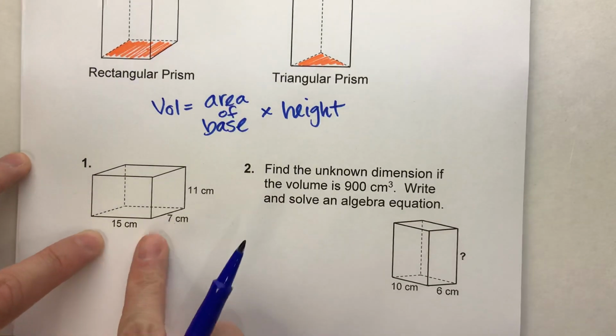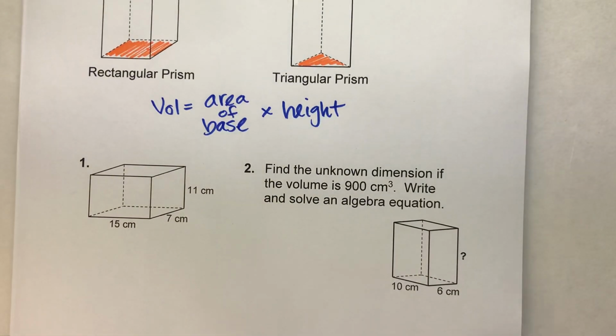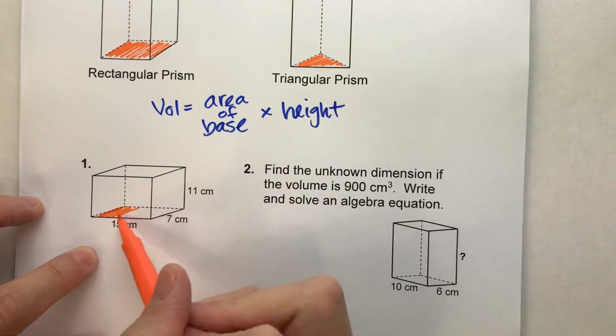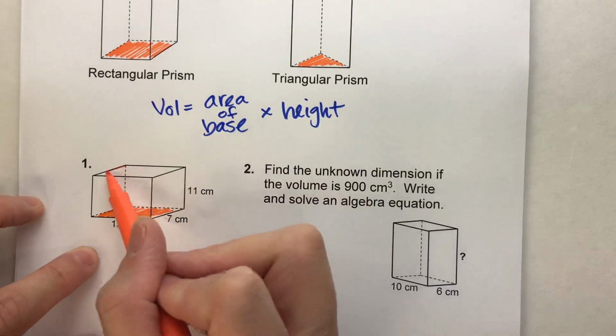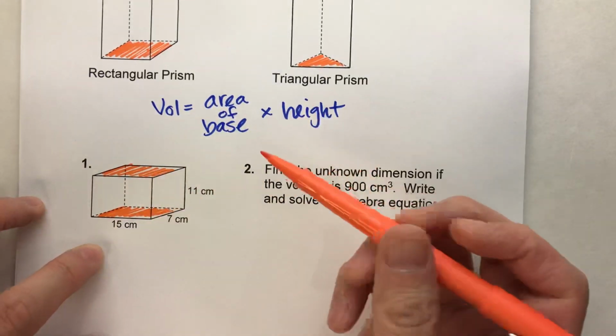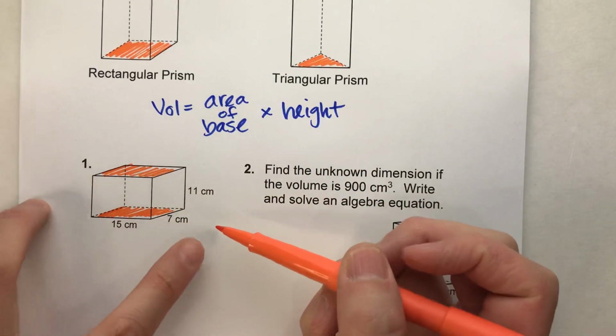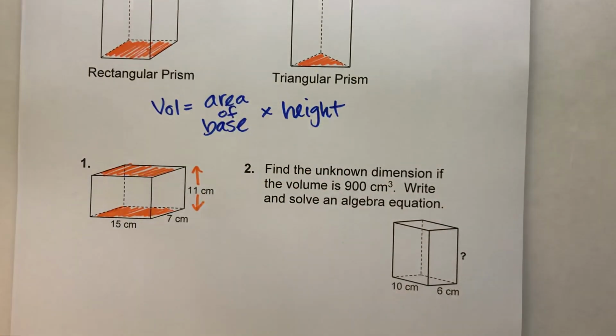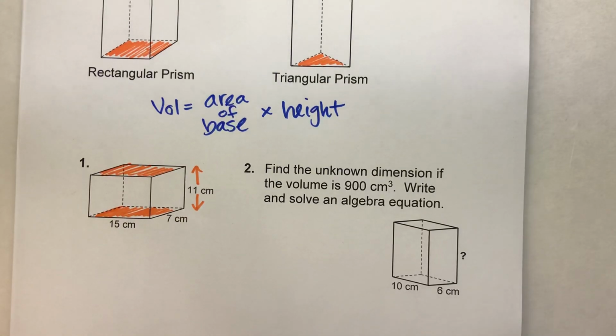Right here, we've got a rectangular prism. It's 15 by 7 by 11. I'm going to shade in the base. I always like to shade in the base so I know where I'm working with. All right, so there's my base. And the height is always going to be the distance between the two bases. In other words, the 11 centimeters right here.